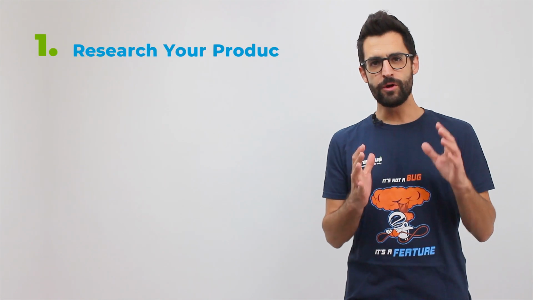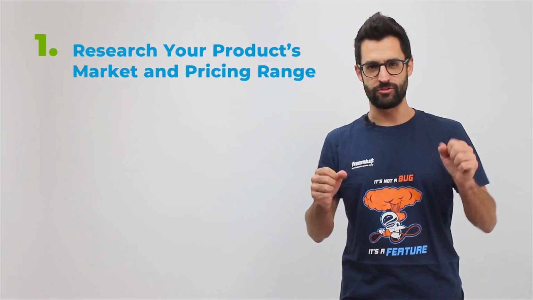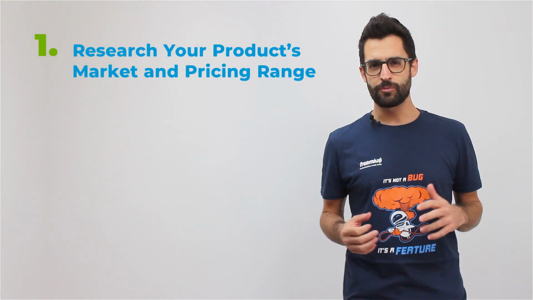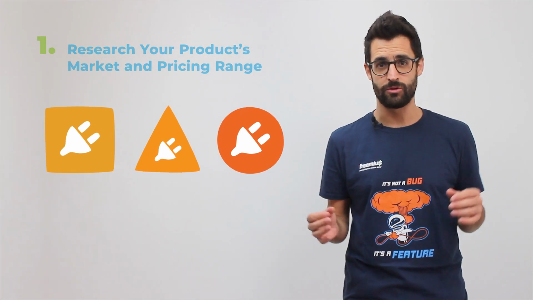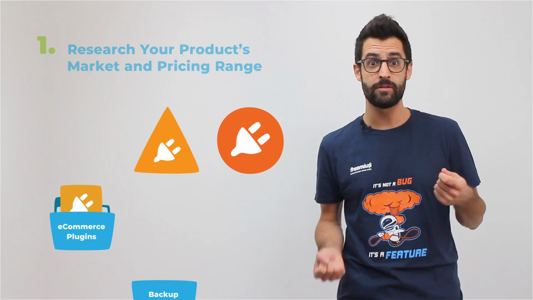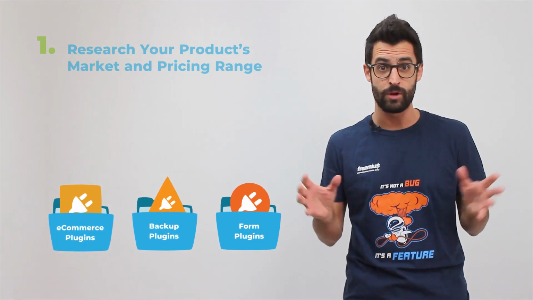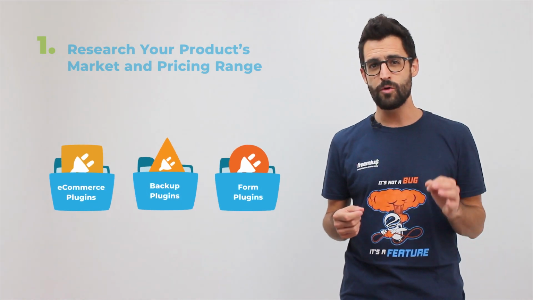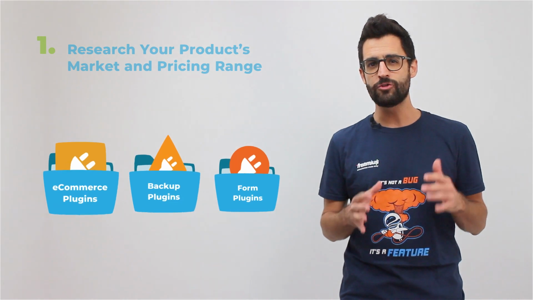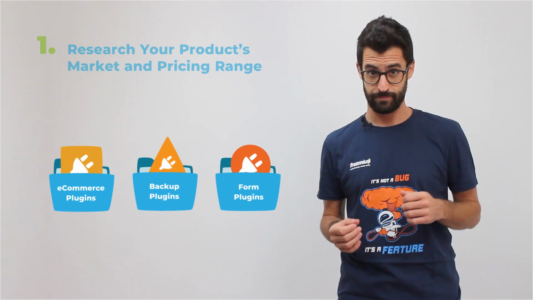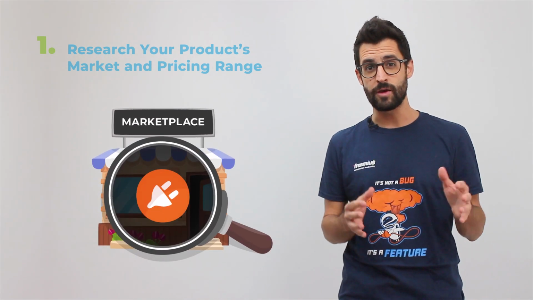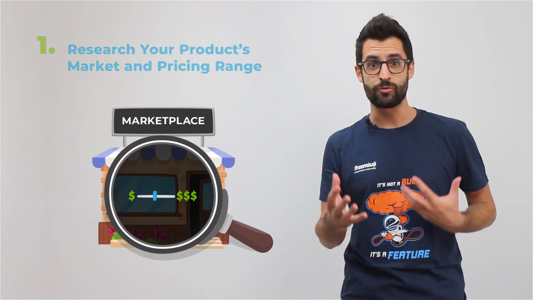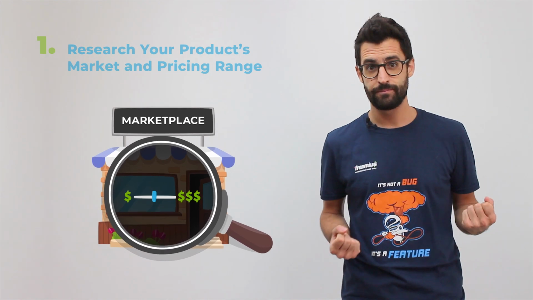Step 1. Research your product's market and pricing range. All WordPress products are unique, but each of them can be categorized into a broader category, like e-commerce plugins, backup plugins, or form plugins, to name a few. The first thing you have to do is to figure out which category your product belongs to. After you've done that, research competitor products in the same niche. Analyze price ranges and try to find the average.